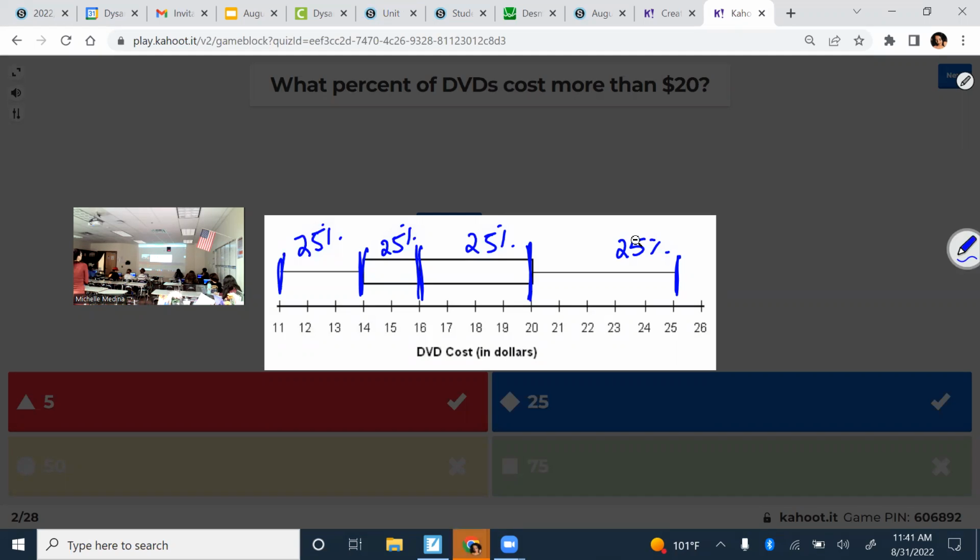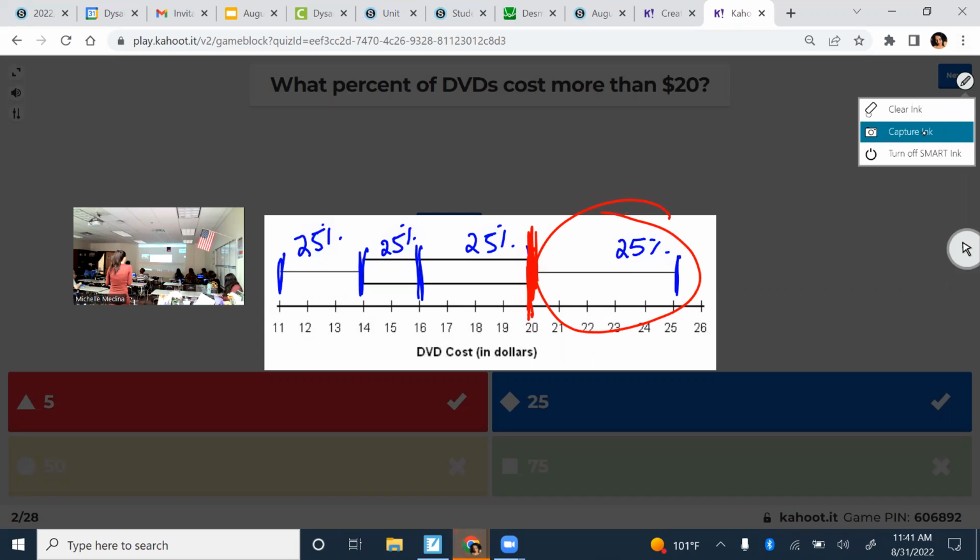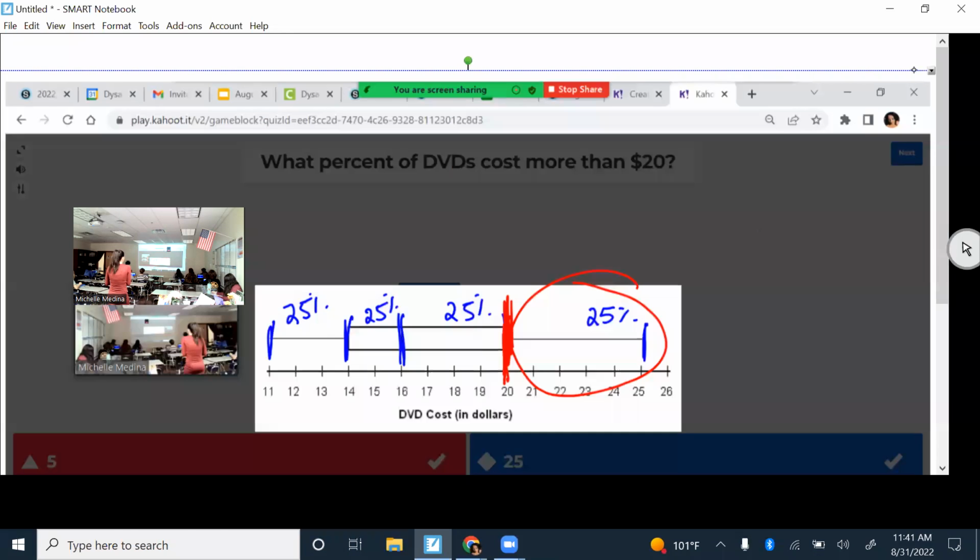And we want to know what percent of DVDs cost more than $20. So find 20 on your number line. It's here. More would be to the left or to the right of 20? To the right, that's where the numbers are more than 20. So what percent is that? Just 25%. If it was more, then we would add up the quarters, but it's just the 25 that is shown. All right. On to the next one.